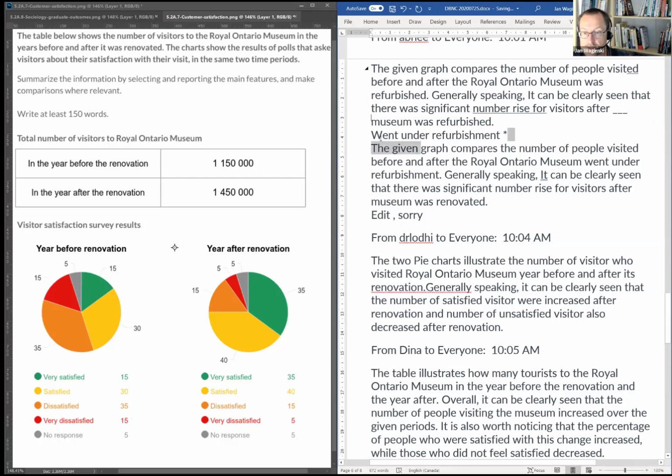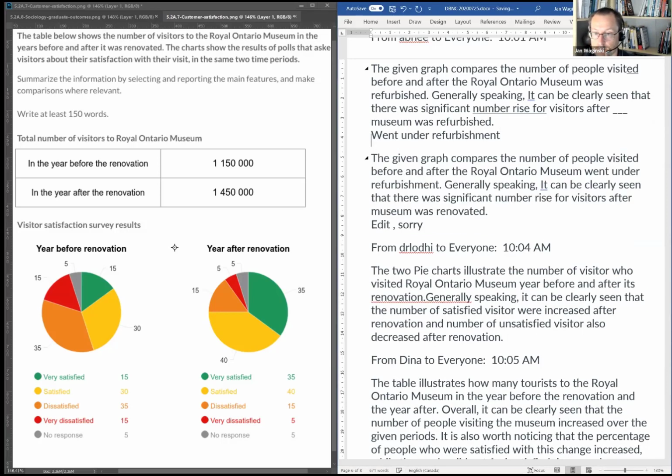Not went under refurbishment. You could say underwent, like undergo. We're undergoing a renovation. Last year we underwent a renovation. Okay.